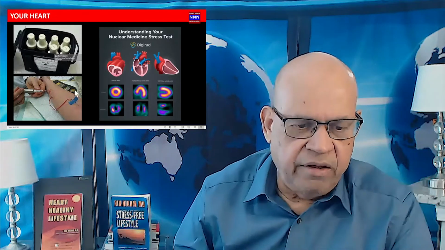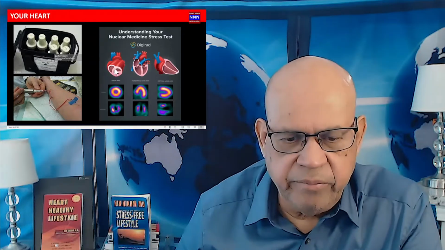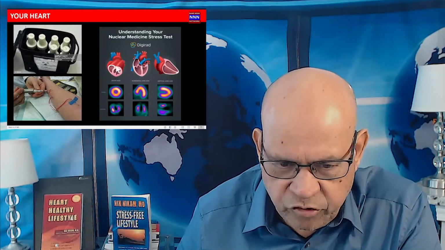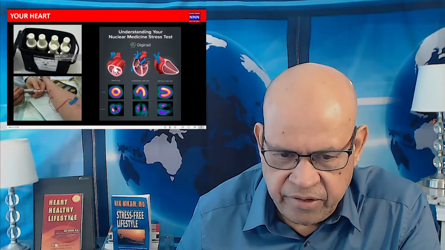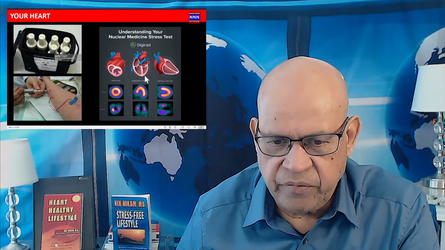The concept is based on the fact that the isotope, namely technetium-99m, when it is injected into the vein, is picked up by the heart muscle. As you can see, we have the right heart here, we have the left heart. You can follow my arrow. We have the right heart here, we have the left ventricle. This is looking from different angles. This is looking from the front of the chest.